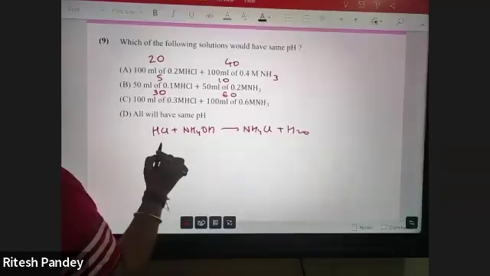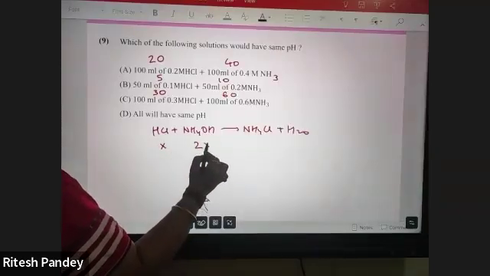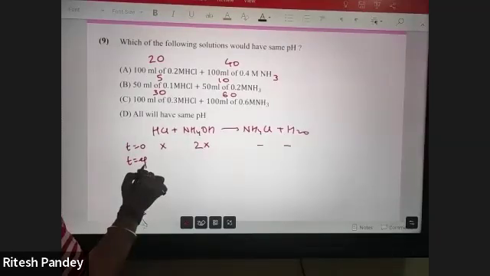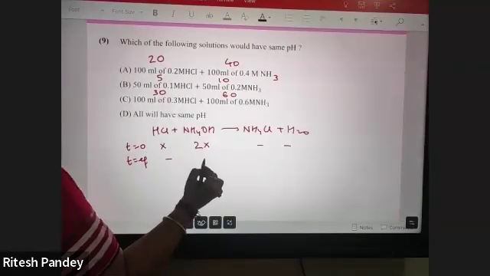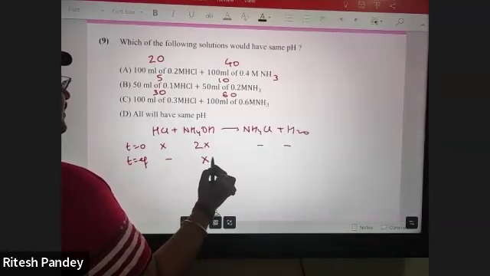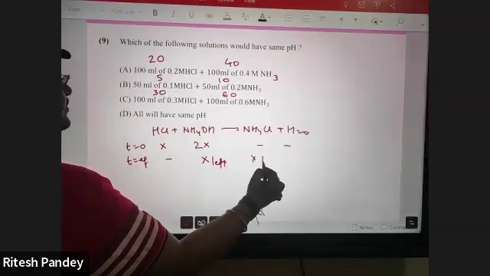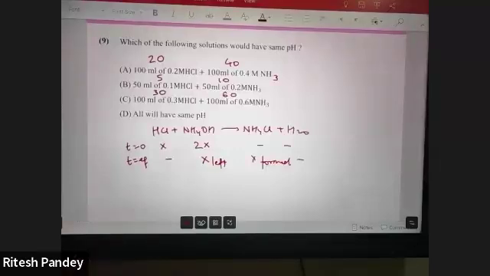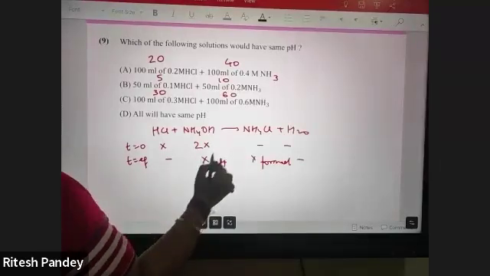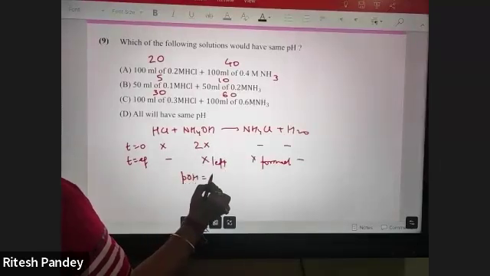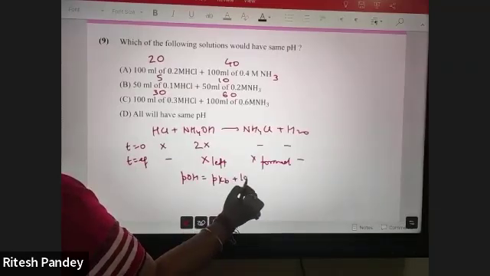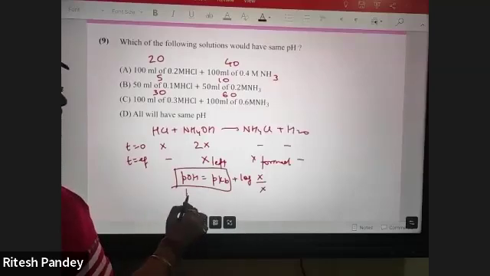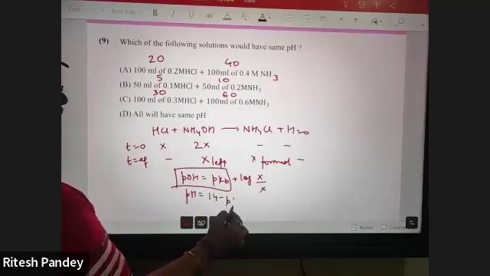So in all the cases, if I understand the situation, you always have x of it and 2x of it, which would mean at equilibrium you'll always have this as the limiting reagent, x of this left, and x of this formed. It's always going to be a case of a basic buffer. Yes or no? In all the cases, pOH will be equal to pKb. In all the cases, pH will be equal to 14 minus pKb.